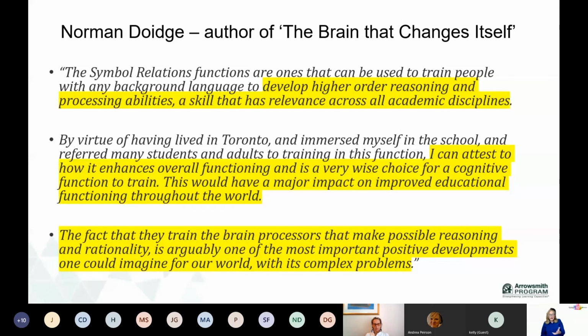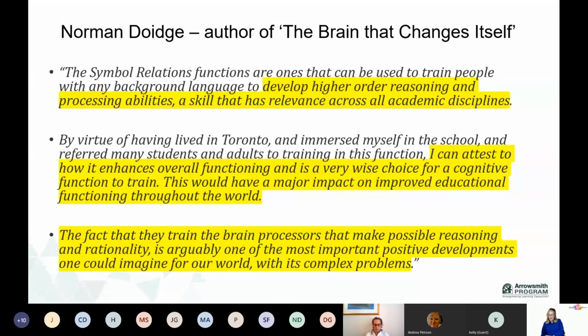And this is his comments specifically around symbol relations, as he had the experience of observing a number of his clients go through this work. And he's saying, it develops higher order reasoning and processing abilities, a skill that has relevance across all academic disciplines. And then from his personal experiences, he can attest to how it enhances overall functioning and is a very wise choice for a cognitive function to train. This would have a major impact on improved educational functioning throughout the world.